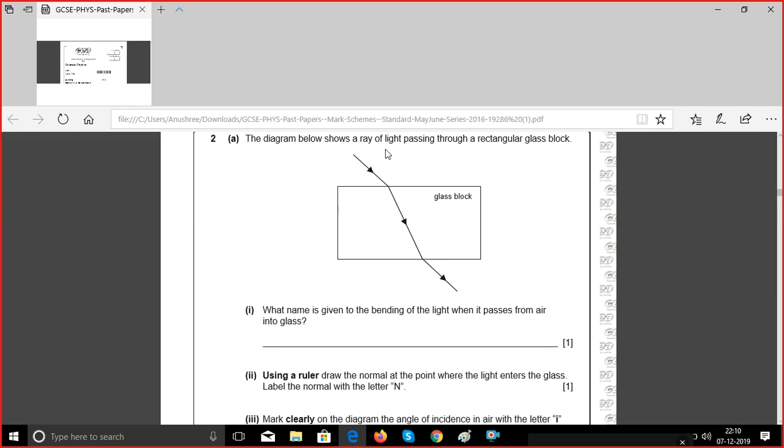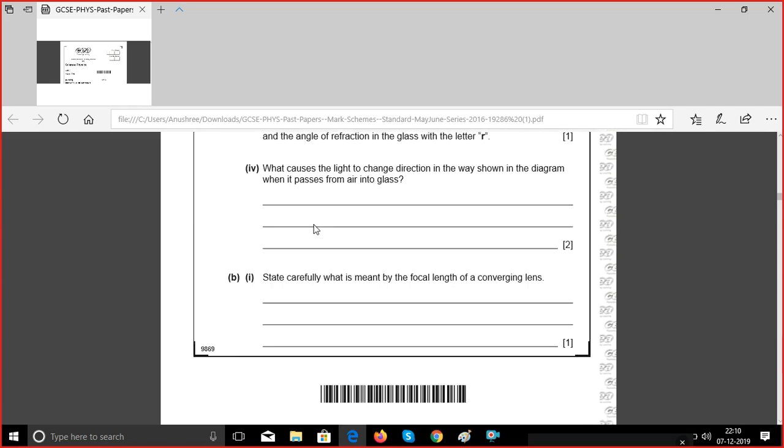So you can see my cursor, it's here and it's here also. Next one. Mark clearly on the diagram the angle of incidence in air with the letter I. So it would be between the first ray and the normal. So the angle of incidence is basically the angle between the normal and the incident ray.